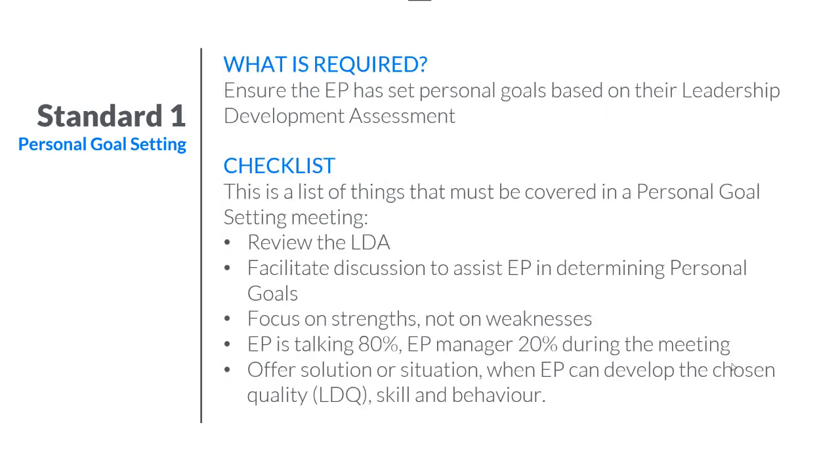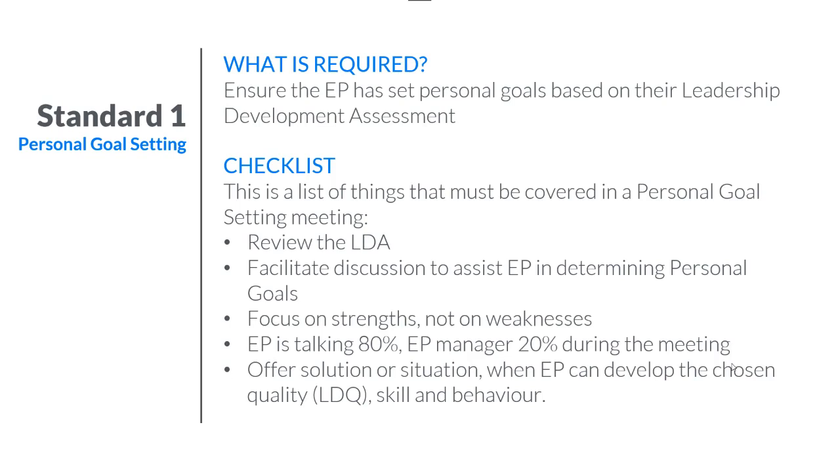What you need to do in order to deliver this standard in the right way, to ensure that the EP has set personal goals based on their leadership development assessment. What exactly is the procedure, and how does it happen? This is a list of things that must be covered in the personal goal setting meeting.